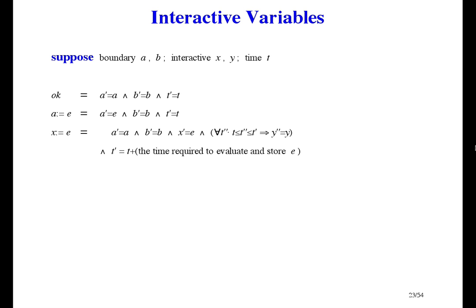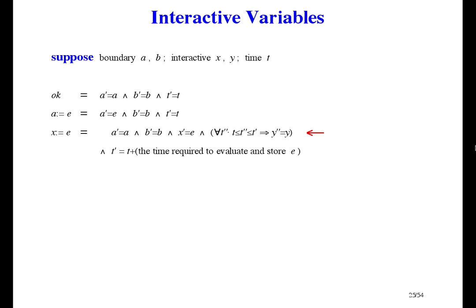Assignment to an interactive variable is a bit different. First of all, it has to take non-zero time. It can't be instant because if t prime equals t, then x of t prime equals x of t. So it has to take time. A prime equals A and B prime equals B, as usual for boundary variables. X prime equals E, which looks as usual, but it means x of t prime equals E.